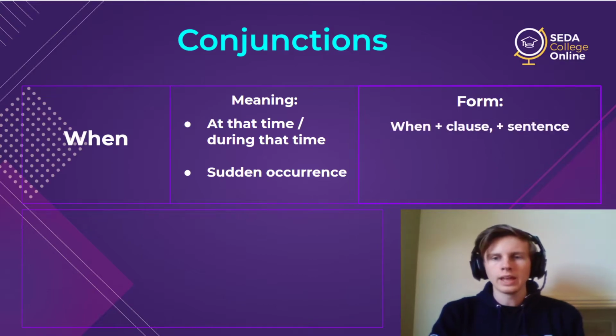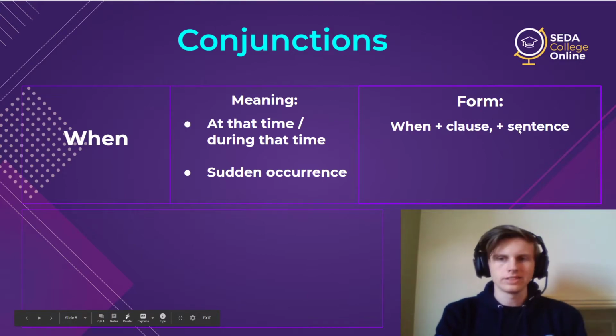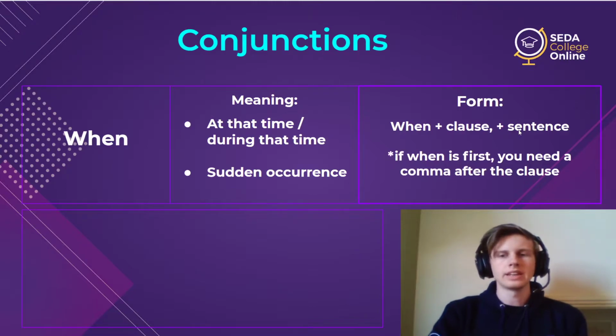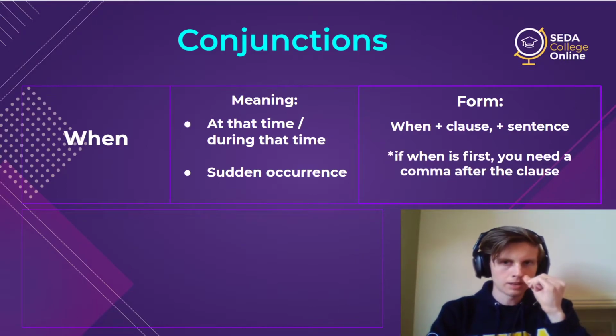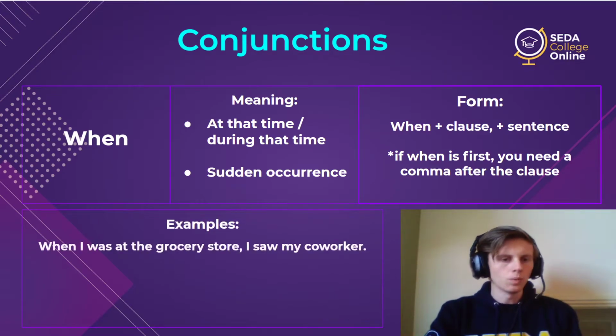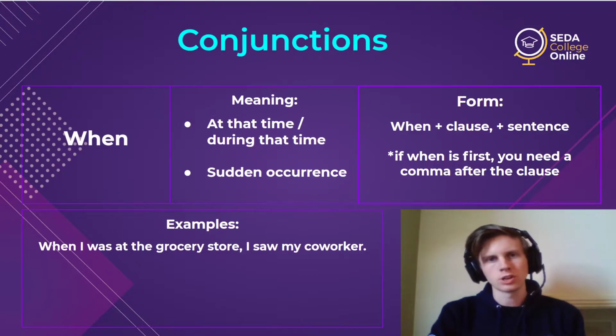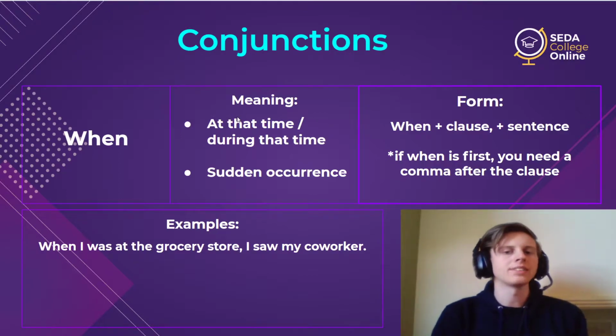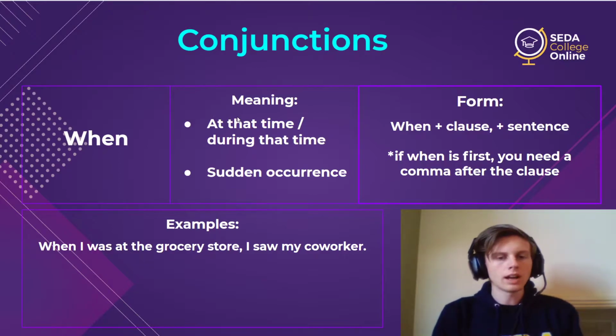So when you use when, it's just going to connect clauses. So it's going to be when, the clause, and then the rest of the sentence. And always remember that if when is first, you need a comma after the clause. It's just a standard rule for making a complex sentence. So let's look at the meanings. When I was at the grocery store, I saw a coworker. So this is the first meaning here, at that time or during that time. So I was at the grocery store, I saw my coworker, they happened together.